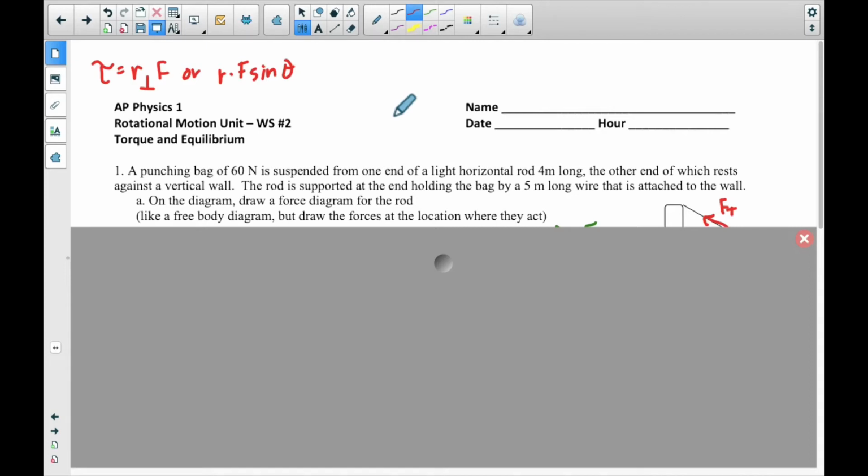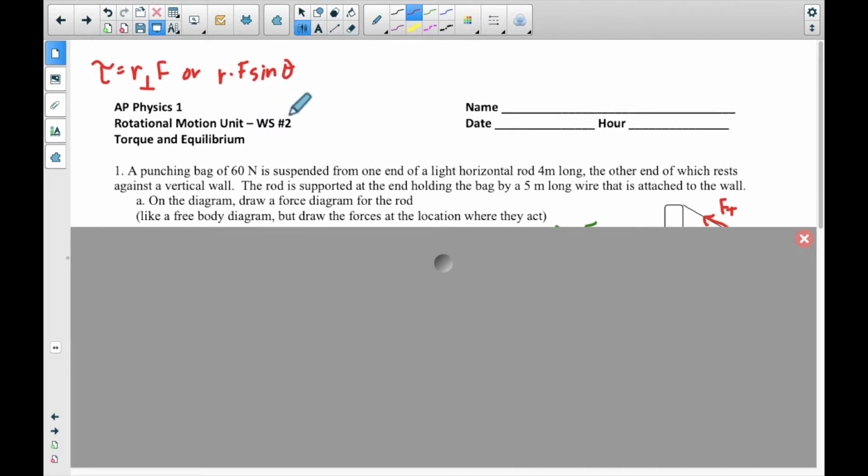Hi guys, in this video we're going to talk about torque and equilibrium. So first of all, remember the formula for torque. These are the formulas that are given on the AP sheet. The first one says torque is equal to the radius, which is perpendicular to the force. So you use this equation anytime that your force is perpendicular to the radial arm, whatever is pivoting. The other way to say that is the radius times the force times the sine of theta.